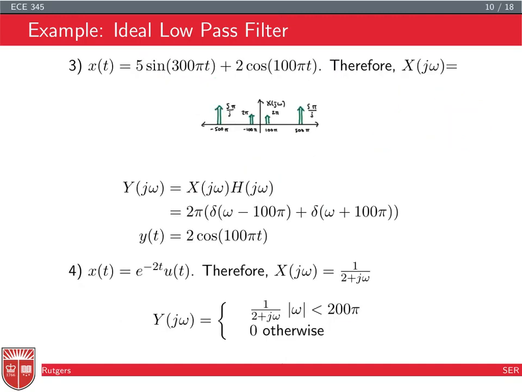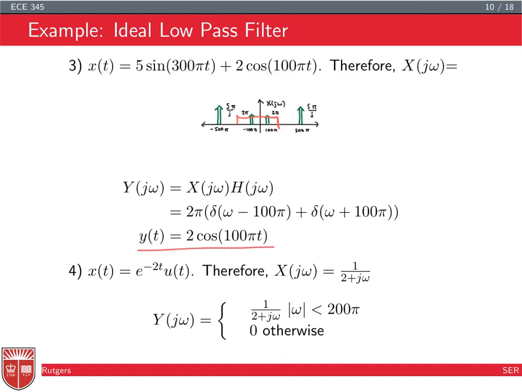Now you probably see what's going on. X of t is 5 sine 300 pi t plus 2 cosine 100 pi t. This signal has two frequencies in it, one at 100 pi and one at 300 pi. What the filter is going to do is keep the 100 and kill the 300. If you want to do it pictorially, the filter is here, and it kills the 300 and keeps the 100.